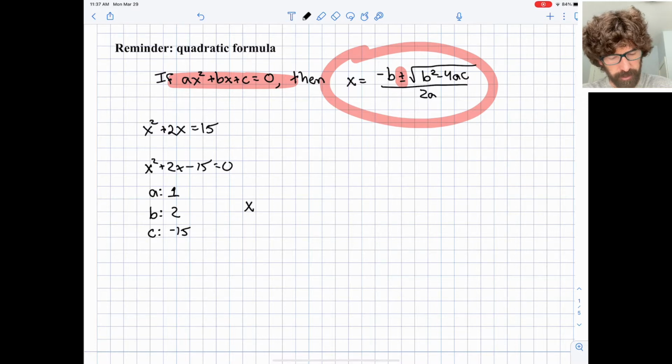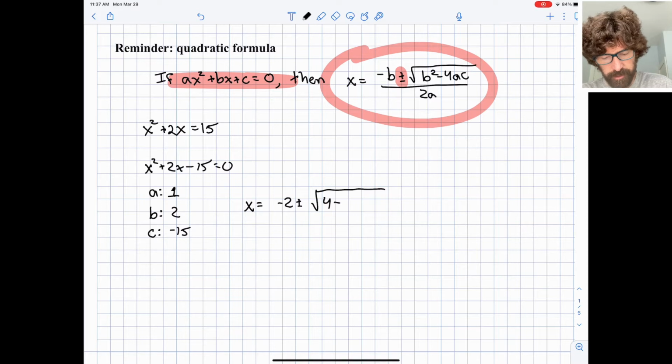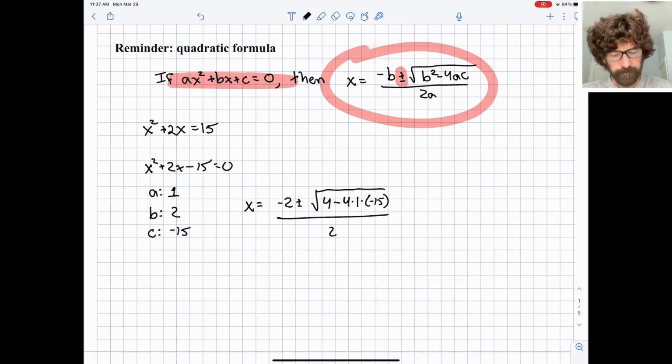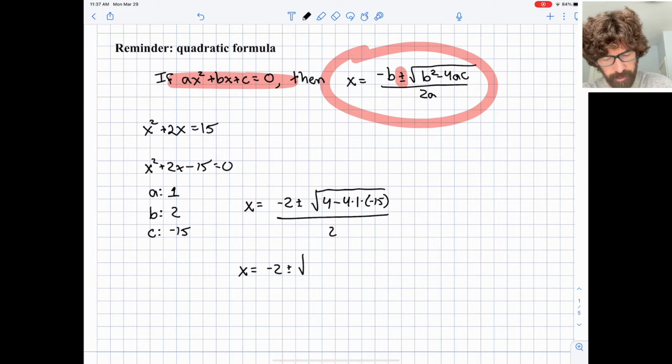So let's plug our numbers in. Negative 2 plus or minus square root of 2 squared, which is 4, minus 4 times a times c, all over 2a, which is just 2. Students often run into a lot of problems trying to do too much simplifying inside the square root in your head. So my strategy is to write down all those numbers and simplify a little bit at a time, and just not try to overdo it.